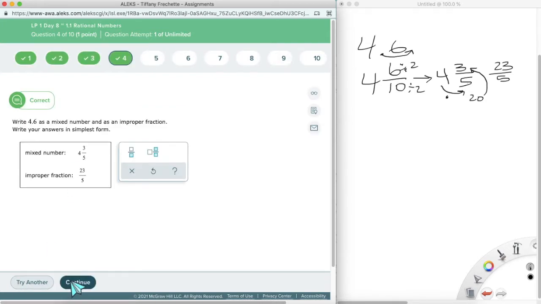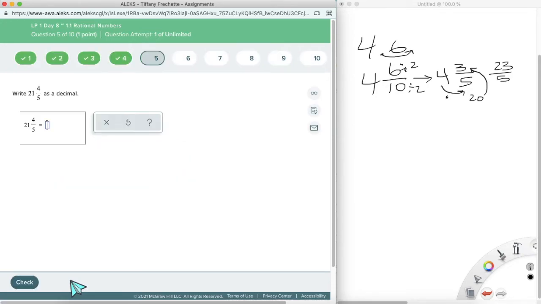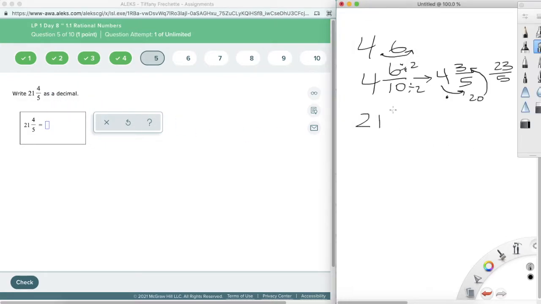Next one. All right, so write 21 and 4/5 as a decimal. So we have 21 and 4/5. The word and actually in math means there's a decimal there. So I know I'm going to have 21 and it's going to be a whole 21. What I need to do is figure out what this decimal is. So we can definitely have our fraction bar out here. And it's 4 divided by 5. So 4 divided by 5. That's how we write it.